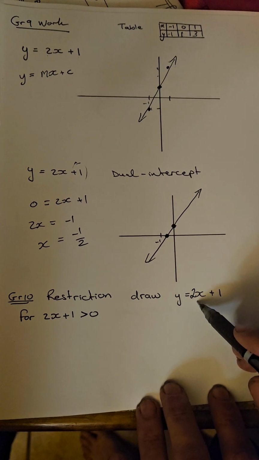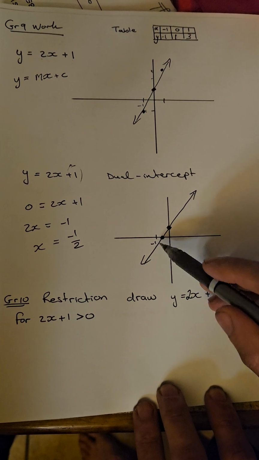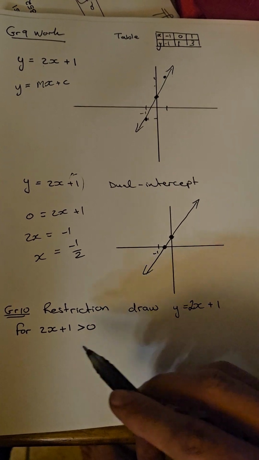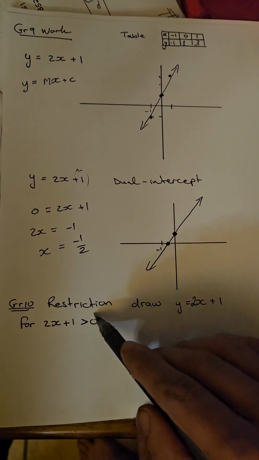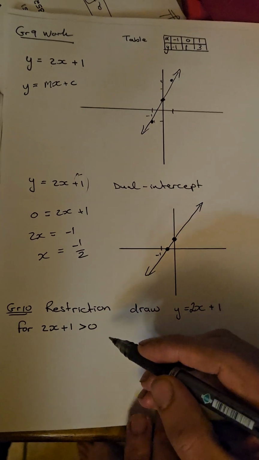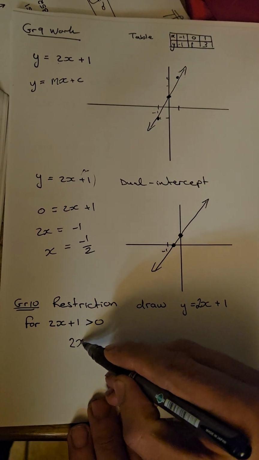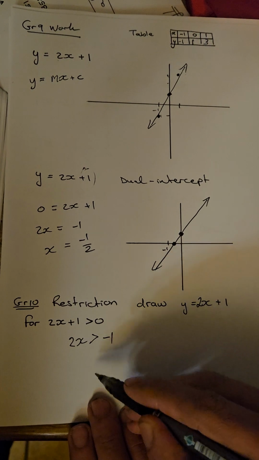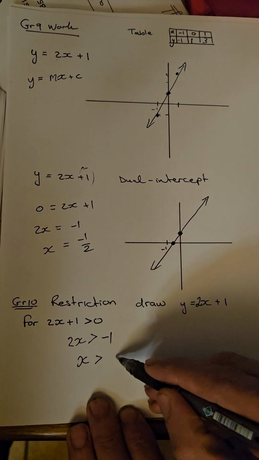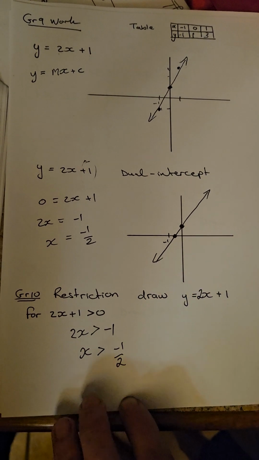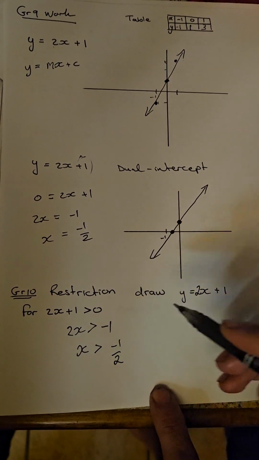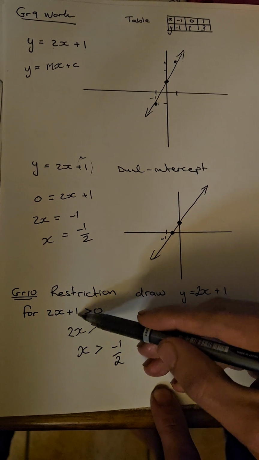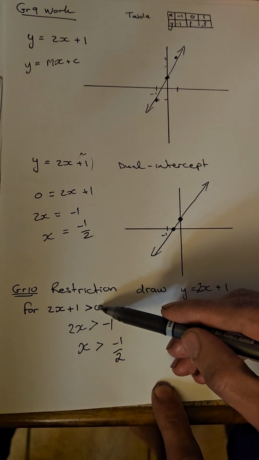So if I said I want to draw the same graph, so we know how it looks already, but now I want a restriction so that it's only when 2x plus 1 is greater than 0. I can solve this by solving this. I can say only when x is greater than -1/2. So it basically means only where my graph is positive.